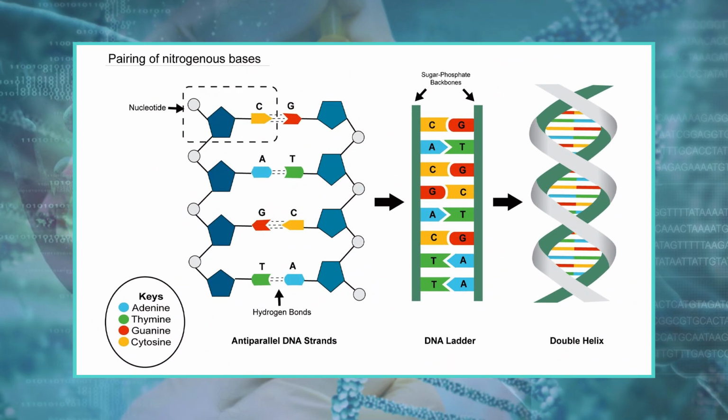This pairs a keto base with an amino base, a purine with a pyrimidine. Two hydrogen bonds can form between adenine and thymine, and three hydrogen bonds are formed between guanine and cytosine. These are the complementary base pairs. The base pairing scheme immediately suggests a way to replicate and copy the genetic information.